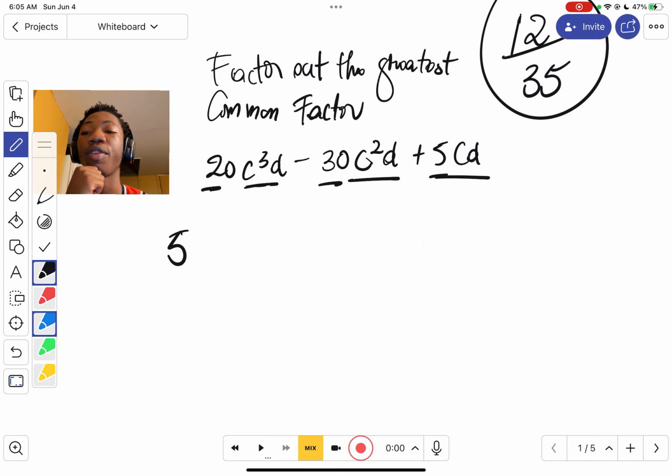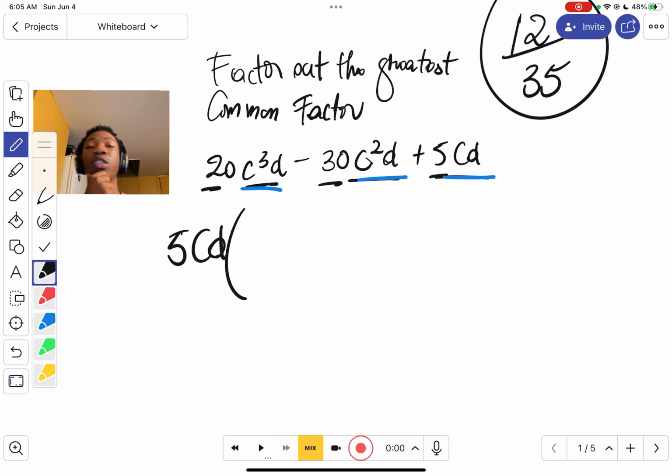Let me use another color. CD, CD, CD. Those are the terms that we actually need to put with our 5, because we're going to be dividing the 5 and the terms as well. So we're going to take 5 and the CD. But which CD are we going to take? We're going to get the smallest one, because it will be much easier when it's time to factor. So it's going to be 5CD, the factor.